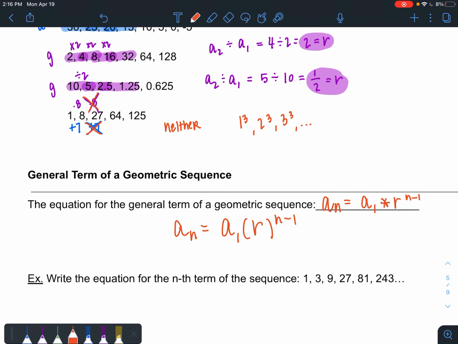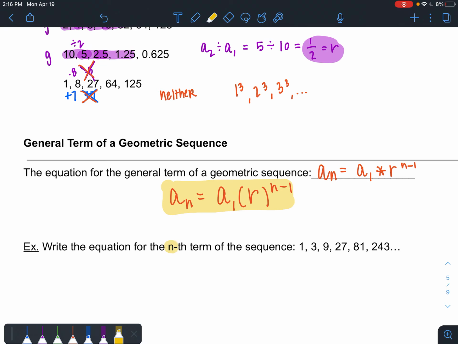So to find the general term of a geometric sequence, here is our equation. I would really focus on this one down here. a sub n equals a sub 1 times r to the n minus 1. These say the exact same thing. One is just a cleaner way of writing it.